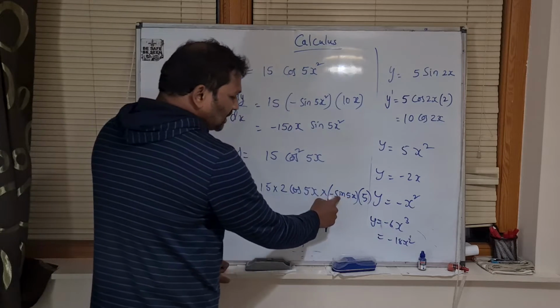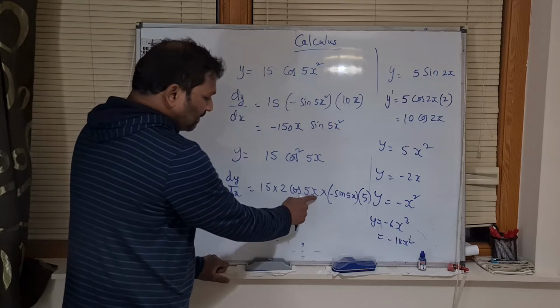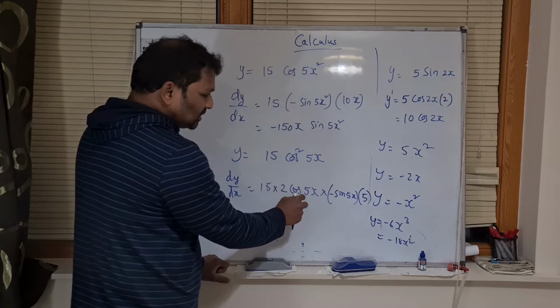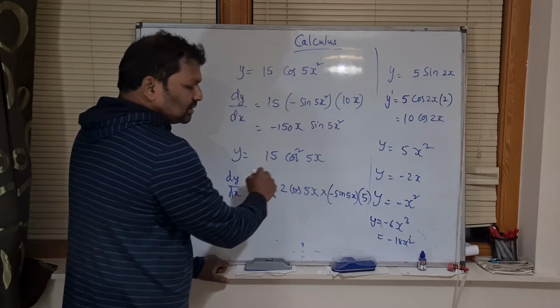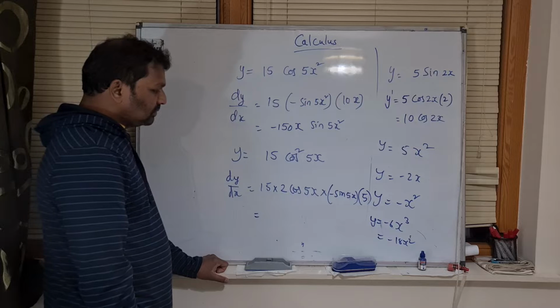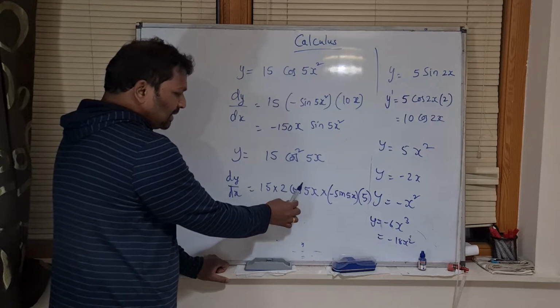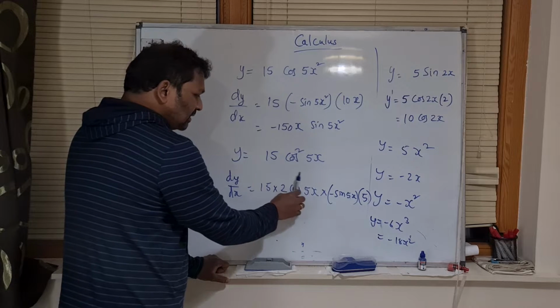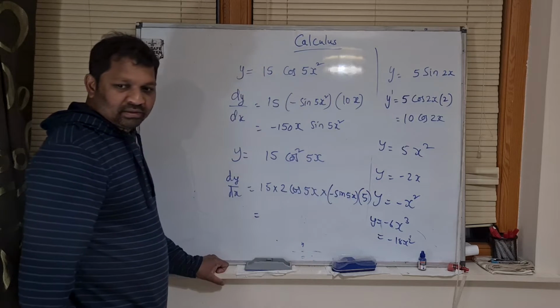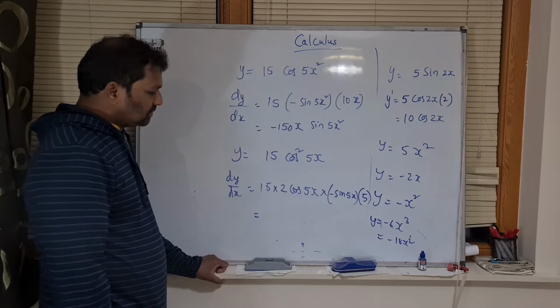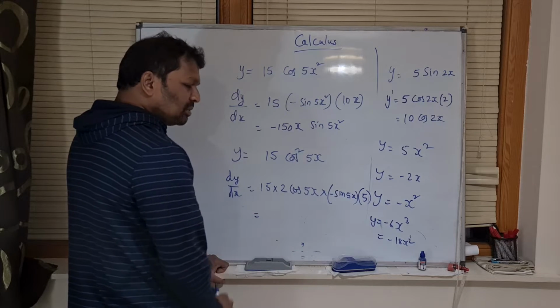This 5x is associated with only the sine. This 5x is associated with the cos. But 2 is associated with cos 5x. No, this is multiplication. 2 is multiplying this one, 15. This is a continuous multiplication. You don't have to put a multiplication symbol between 2 and cos 5x.